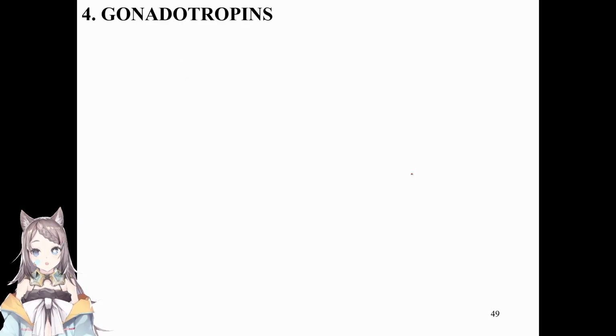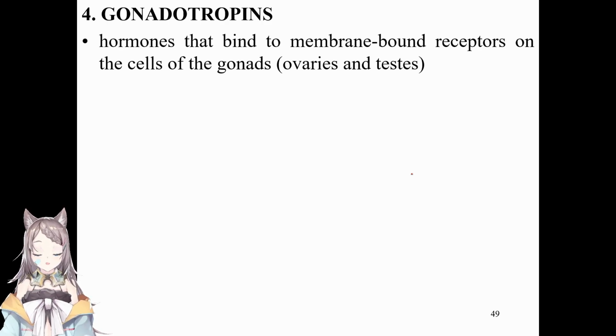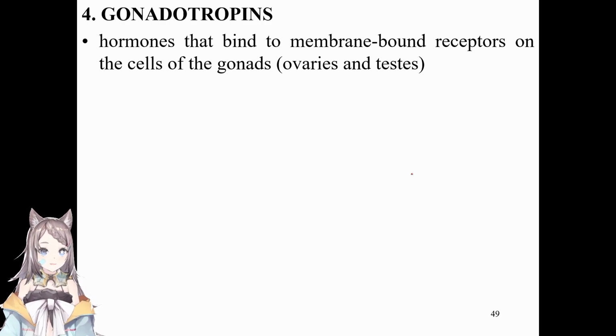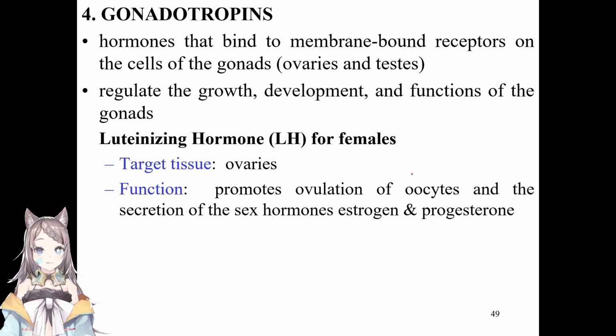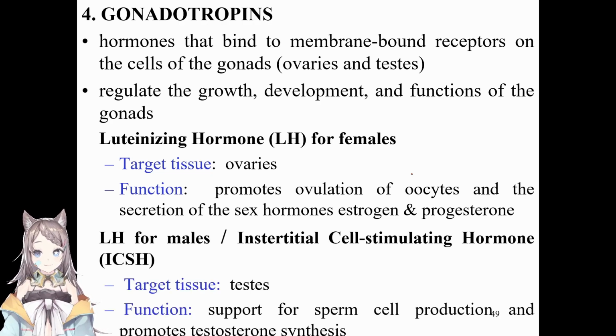Next, you have your gonadotropins. So these are primarily hormones that regulate your sex hormones. These are hormones that bind to membrane-bound receptors on the cells of the gonads, like your ovaries and testes. These regulate the growth, development, and functions of the gonads. So we have different types. We have our luteinizing hormone for females. The target organ is our ovaries, and the function is to promote ovulation of oocytes and the secretion of sex hormones such as your estrogen and progesterone. However, for males, LH causes sperm cell production and promotes testosterone synthesis.